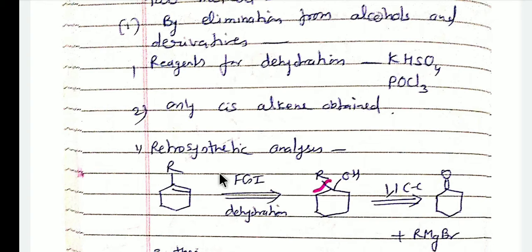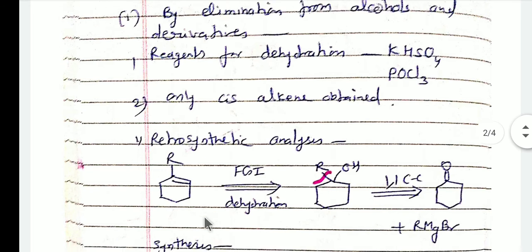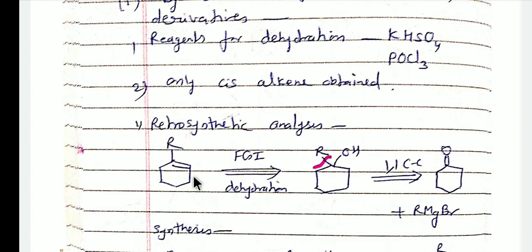Now, what is the way of alkene formation? The way can be decided by the retrosynthetic analysis. Here, this is the target molecule. This target molecule we retrosynthesize. On FGI dehydration, we get this alcoholic molecule, and we disconnect this molecule, not this molecule.